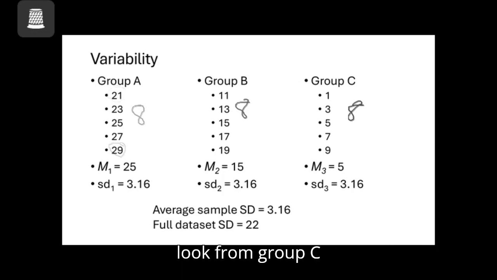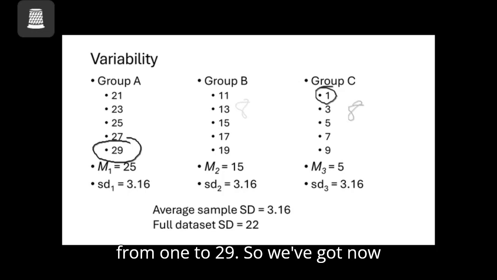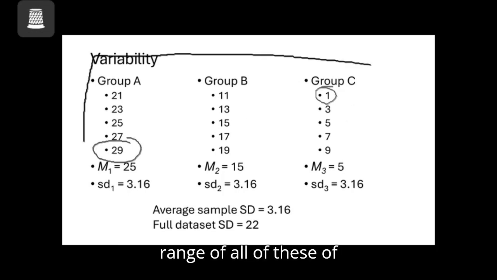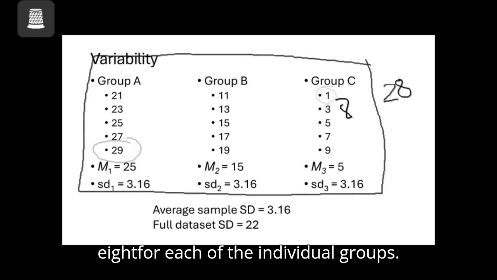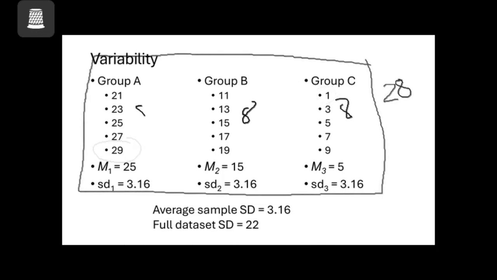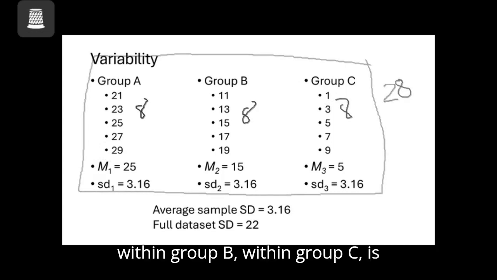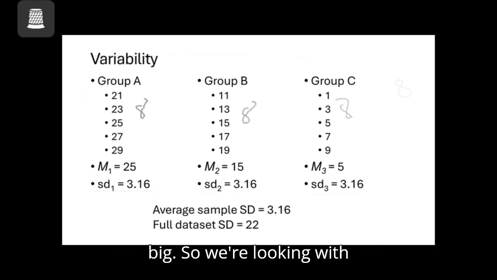But when we look from Group C all the way to Group A, we're ranging from 1 to 29. So we've got now a full range of all of these of 28 points compared to just 8 for each of the individual groups. So the variability within Group A, within Group B, within Group C is relatively small, just 8 points. But when we put it all together, it's really big.